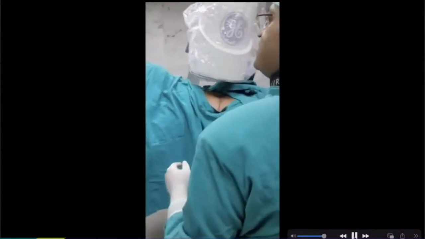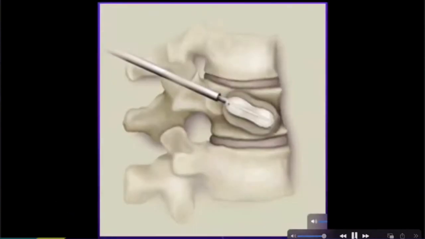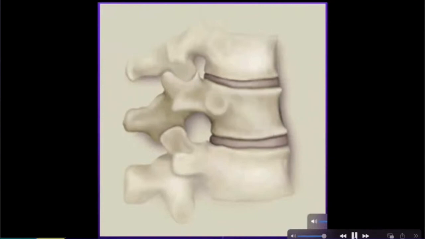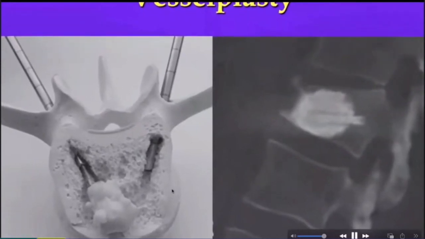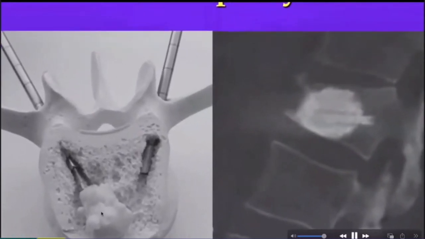This is about kyphoplasty. Now the second portion is kyphoplasty. And what kyphoplasty looks like in animation is what we're going to do, transpedicular. And this is vesselplasty. We can put a vessel in there, and it stays in there inside the ball, cement inside the ball, and tentacles which hold this cement ball in place.